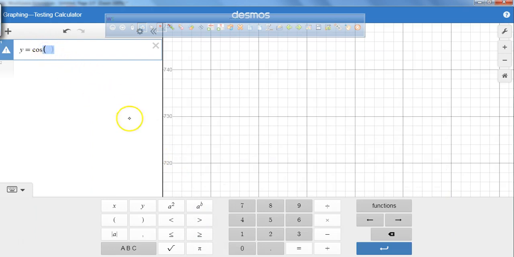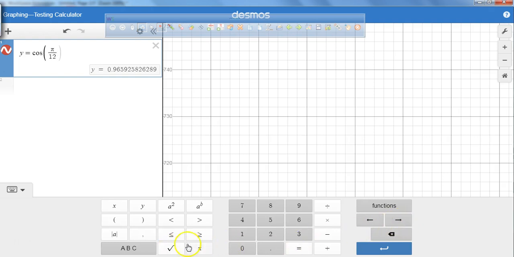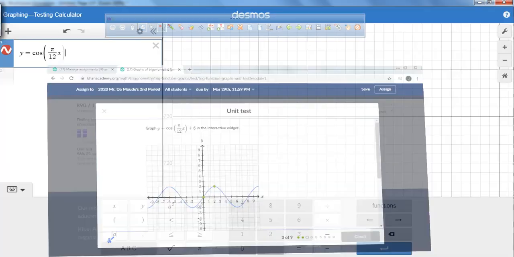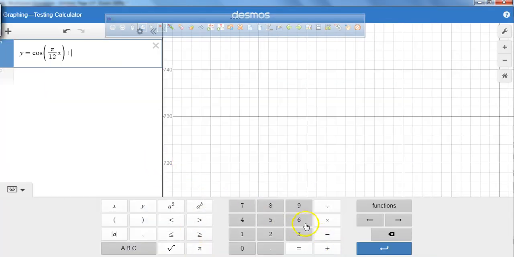Pi over 12, so right here. Type in pi, type in 12. Go to the right, put a little x right there, and see what the midline was. The midline was at 6, plus 6.